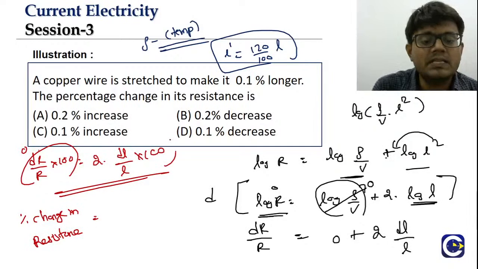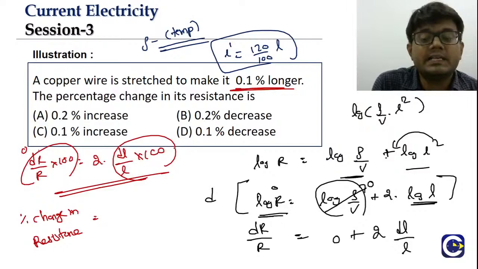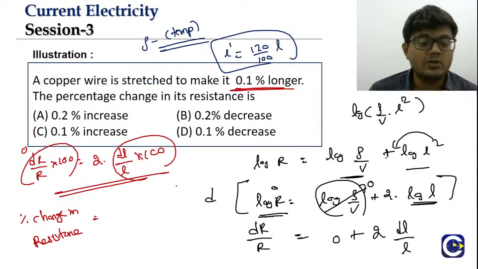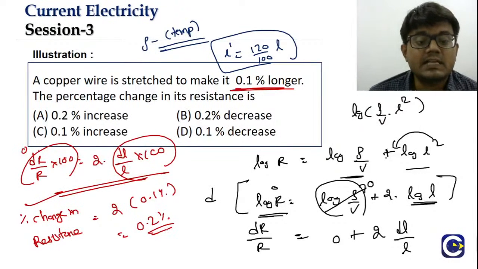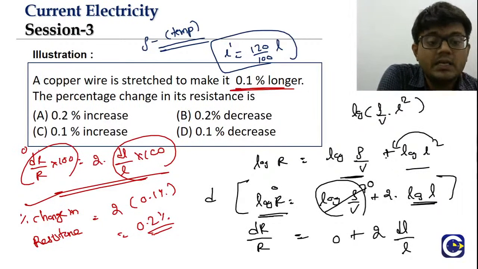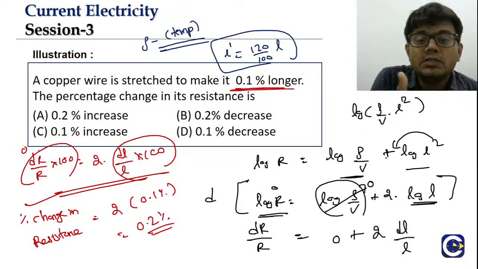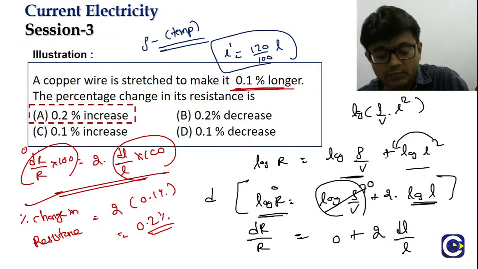Okay, look, what is there on this side? 2 times dl by l into 100. What is dl by l into 100? That is the percentage change in the length. Look, what have we said? The copper wire is stretched to make it 0.1% longer, means the percentage change is a positive value. Stretch means it is increasing, right? So we are going to take positive. So 2 into 0.1, what is it coming as? It is 0.2%. So the percentage change in resistance is coming out positive. Positive means the percentage change in resistance will be a 0.2% increase. So the answer is a 0.2% increase.